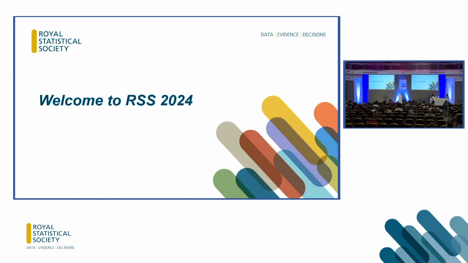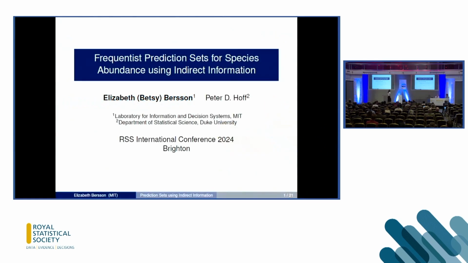So this is Frequentist Prediction Sets for Species Abundance Using Indirect Information, with Elizabeth Bersson and Peter D. Hoff from Duke University, Durham, USA. And we have Betsy here to present. So again, you have 15 minutes.